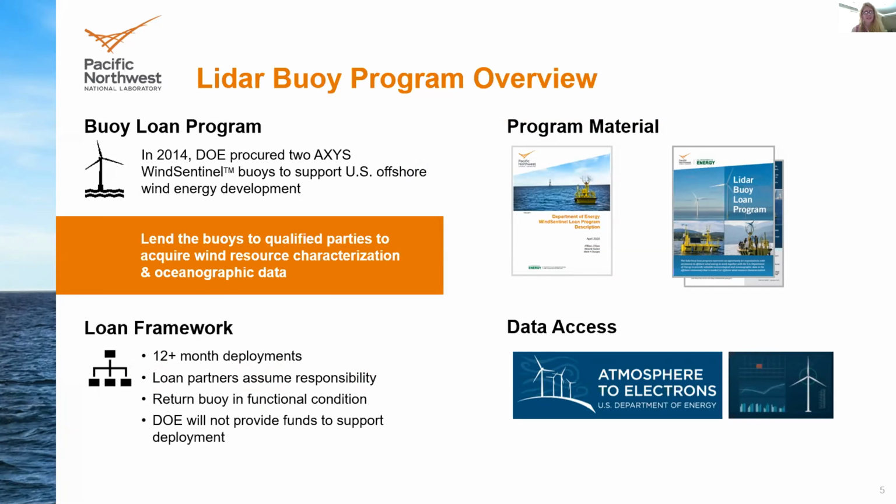And data access is a critical component of the overall buoy program. And so all of the data that's collected on these buoys is made publicly available for free on the DOE Atmosphere to Electrons Data Archive and Portal. And so we have all the information and all the data there from the deployments off Virginia and New Jersey. We have data there from the validation campaign that finished in April. And as soon as the buoys are deployed off California, the met-ocean data from those deployments will be made available on the DAP as well.